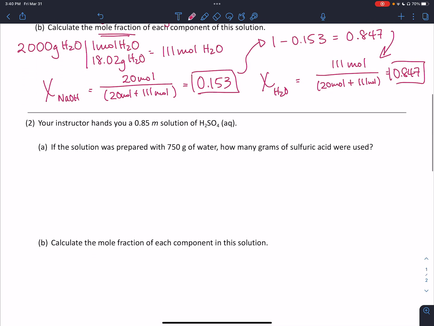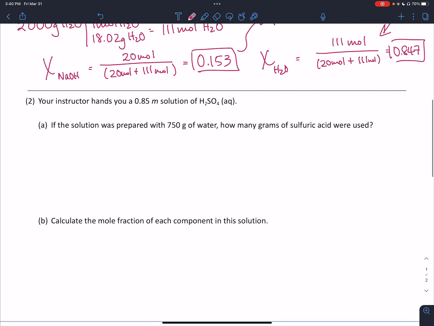All right, so let's slide down to this next problem. In this case, your instructor hands you a 0.85 molal solution of sulfuric acid. The solution was prepared with 750 grams of water. How many grams of sulfuric acid must we have used?